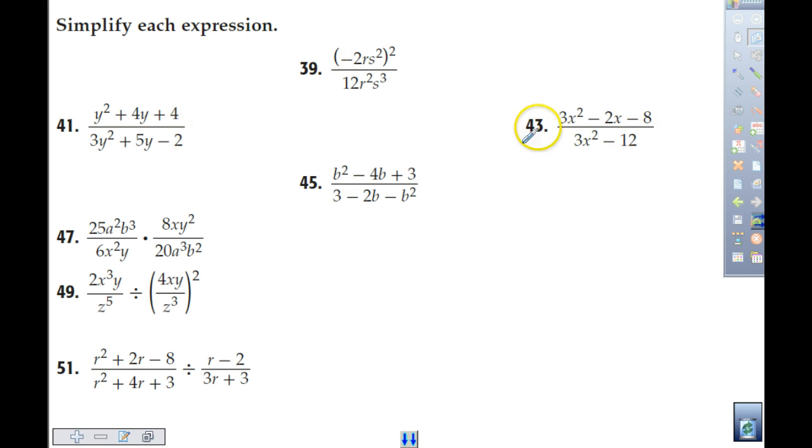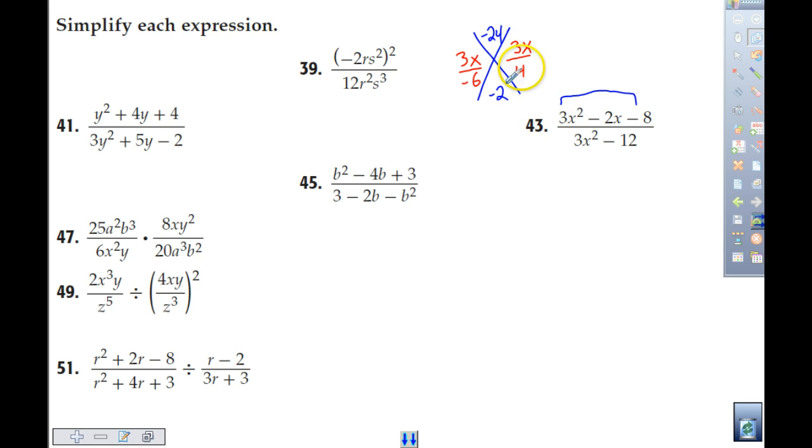Real fast, how would you factor the top of 43? Just to review. What would go here? What goes on the top? Negative 24. So it's always multiply those two. What goes on the bottom? Hey, what two numbers work? Negative 6, positive 4. Now, what else do I have to do that's different because there's a number in front? All over 3x.